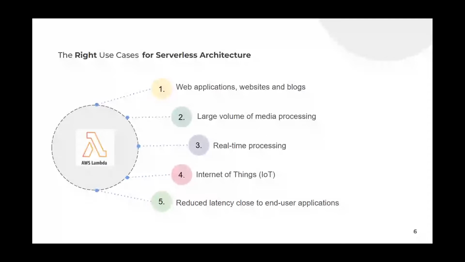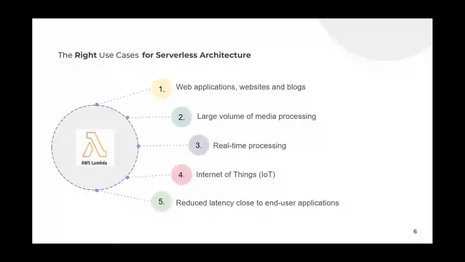Number four, Internet of Things. An IoT platform must be reliable, flexible, and cost efficient. AWS serverless architecture is an ideal choice as it provides all of these and other benefits, such as, for example, supporting MQ Telemetry Transport, one of the most prevalent IoT communication protocols.